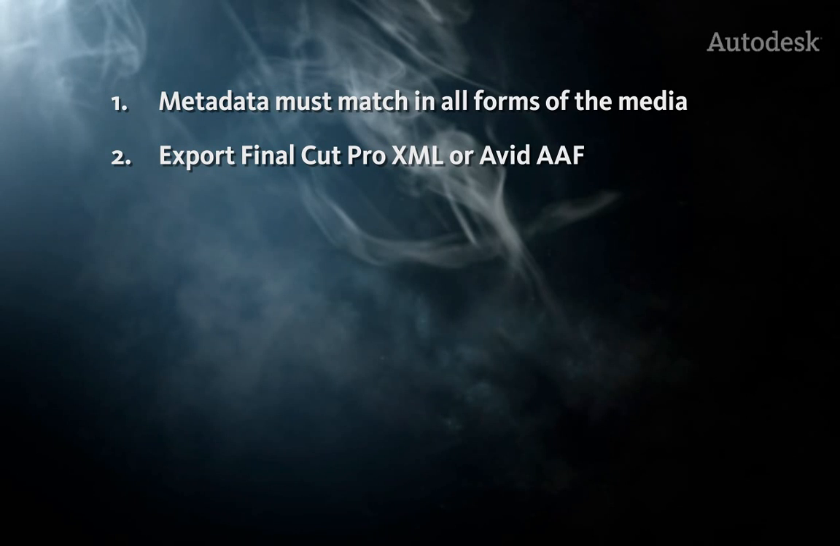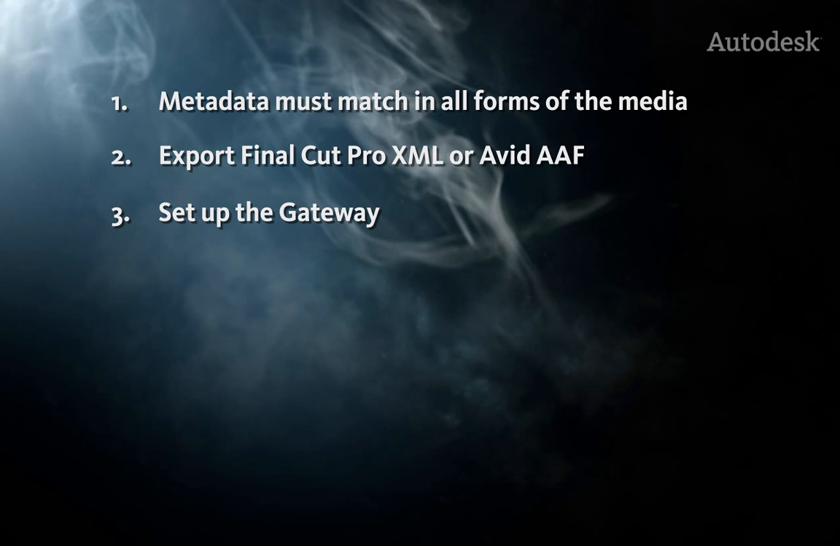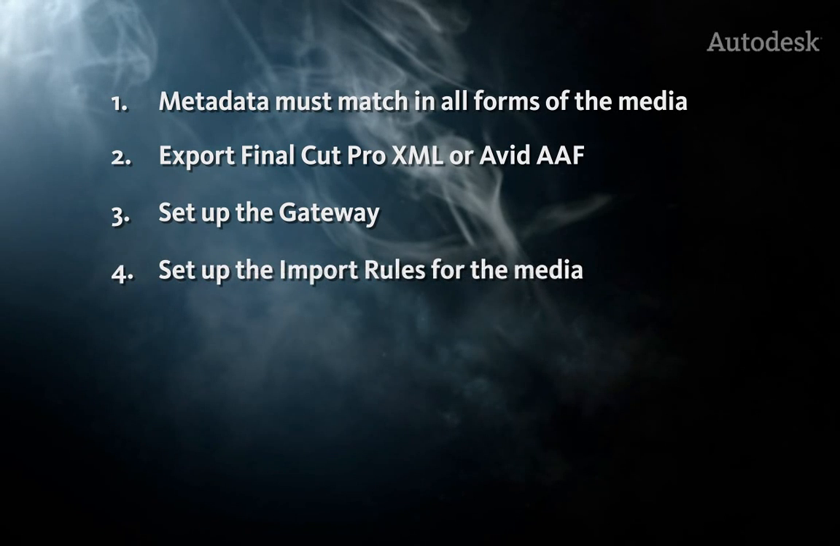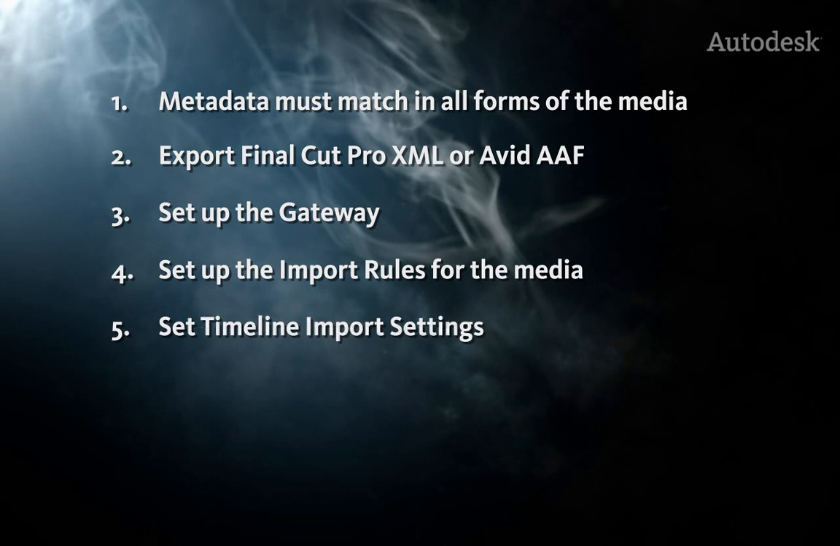The third step is when you come into Smoke or Flame, simply set up your gateway. This will then expose all the media as well as the metadata files so you can successfully relink. The fourth step is remember to set the rules for the type of formats that you're going to be importing. This will make your life a lot easier if you're constantly doing this on a daily basis. The fifth step, remember, set your sequence options. You can see just by doing certain settings, I get completely different results.